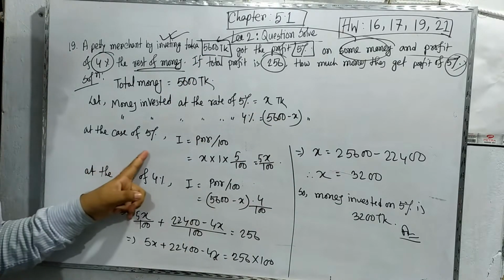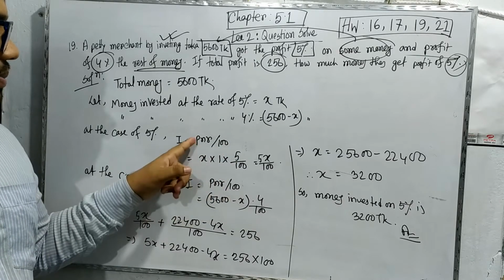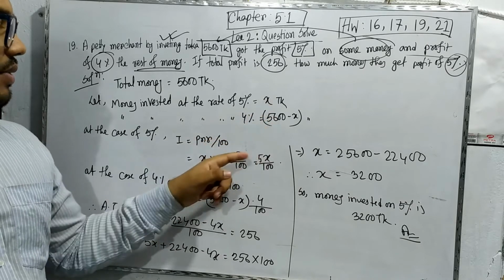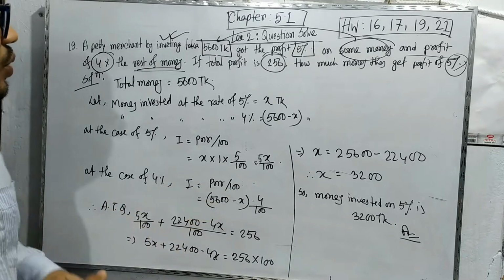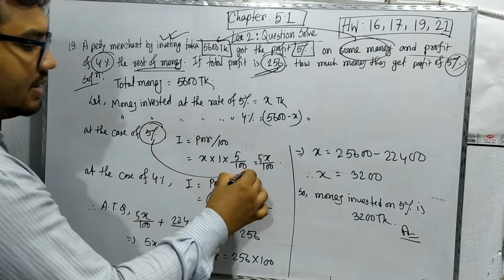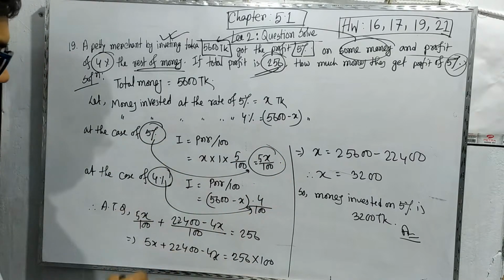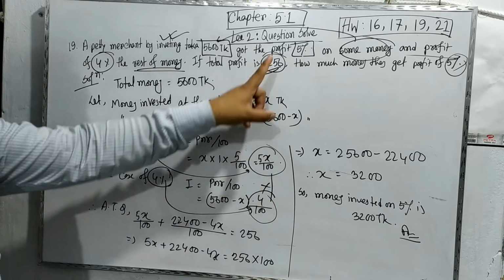In the case of 5%, I equals PNR by 100. So just putting the value of P, that is x, N is 1, and R is 5, by 100. Similarly for 4% it is this. Now the question is our total profit is this. So the profit of 5% is this, and the profit of 4% is this. Total profit means this profit plus this profit, if we add them, then we get this value.